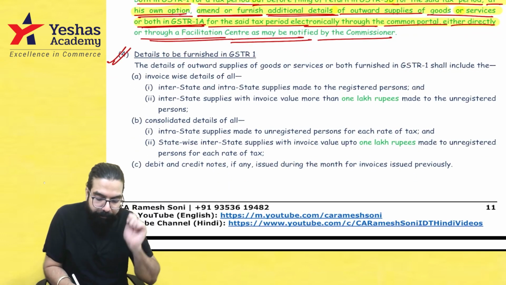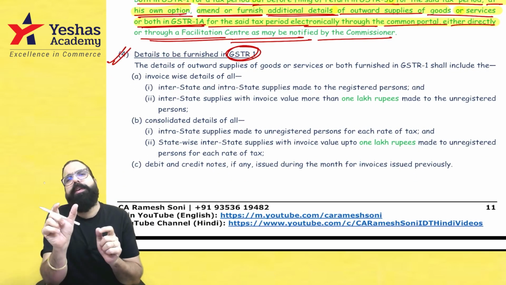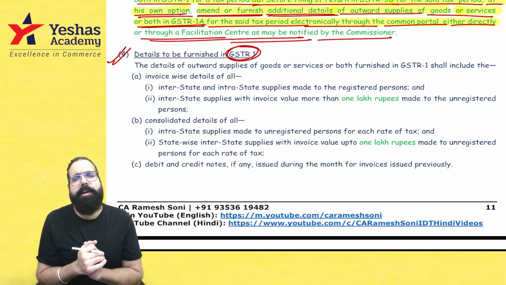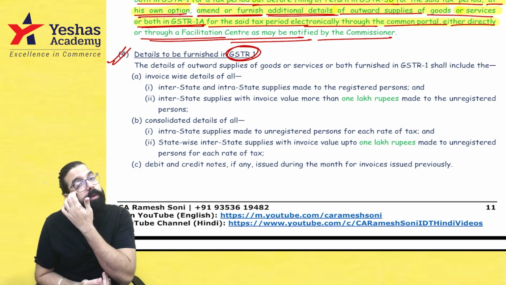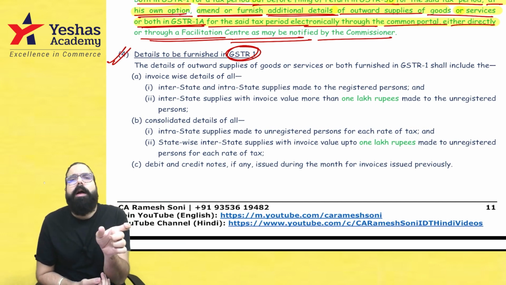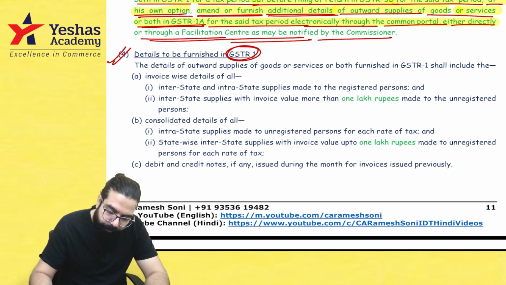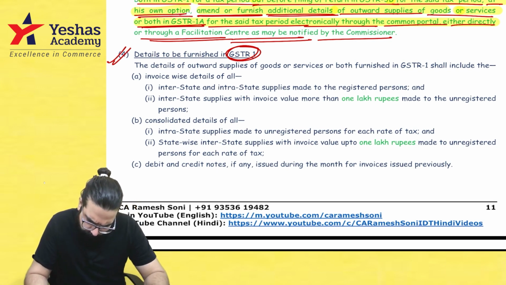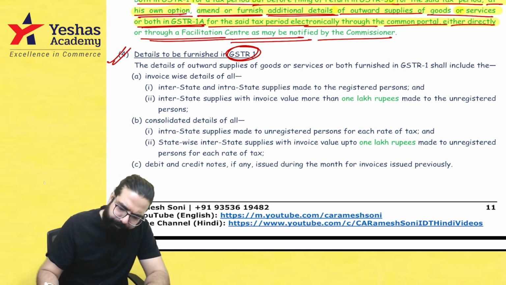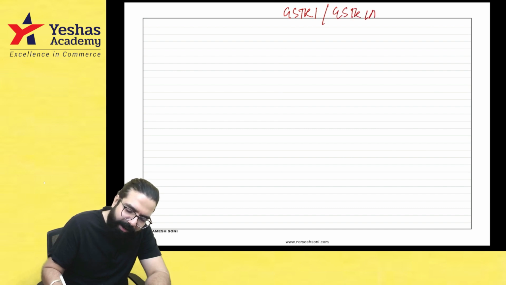Okay, now listen. When you file your GSTR 1, you have to report your invoice-wise details and consolidated details. In consolidated details, they had told that if the amount is up to 2.5 lakh. Okay, I'll go ahead and draw this. See here, everyone. So when you are filing your GSTR 1 or now GSTR 1A.